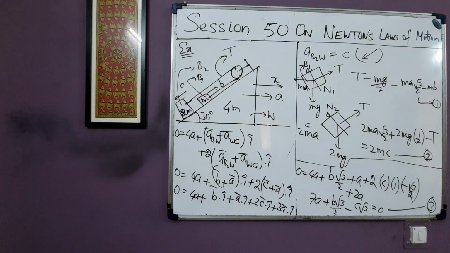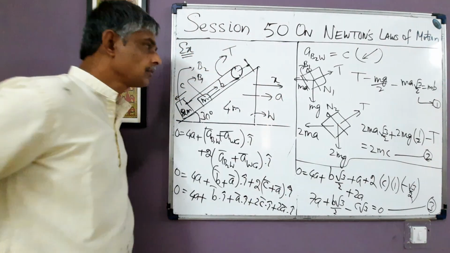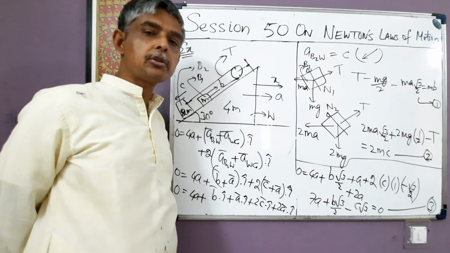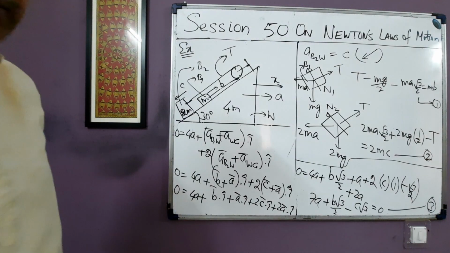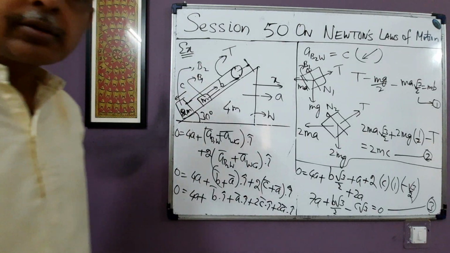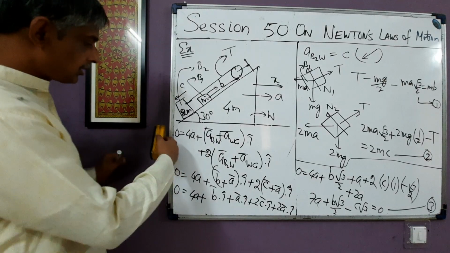Alright. Now we have to write down the constraint equation. See how many unknowns are there? A, B, C and T. 4 unknowns are there, and we have written down 3 equations. We need one more equation. Now for that we have to find the relation between A, B and C. So what do we do? We write down the constraint equation for the system. Okay.